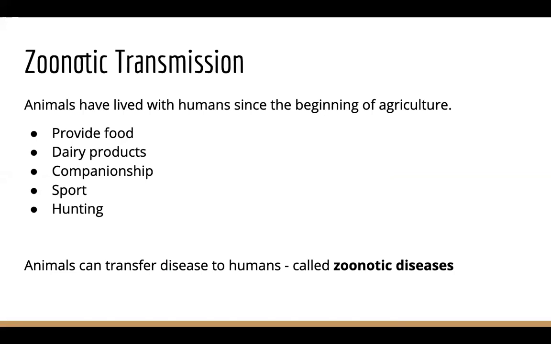Animals have lived with people since the beginning of agriculture. Animals can provide us with food. They can provide us with dairy products. Some people keep animals as pets. In addition, animals have also been used for sport, like horseback riding or things like hunting. And because of this, because we've gotten so close to animals, animals can transfer their viruses to us, and this is called a zoonotic disease or a zoonoses.